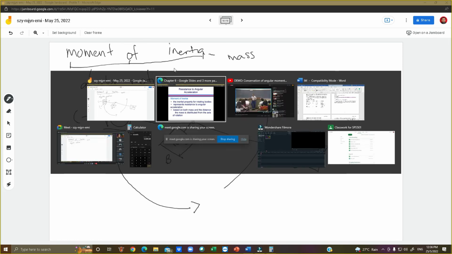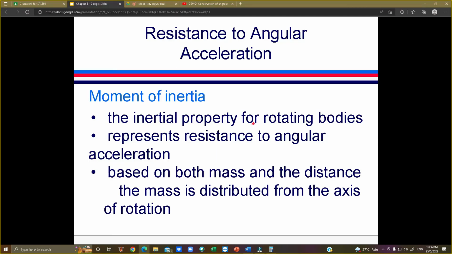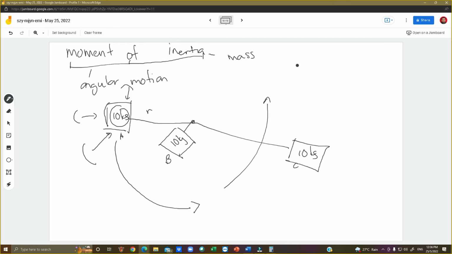Moment of inertia ni, inertial property of a rotating body, it is actually mass being distributed upon the axis. So moment of inertia, we can write it as I equals mr squared. Sometimes you are going to see mk squared. These two are radius. Yang R ni kita panggil dia sebagai radius of rotation. Yang K ni kita panggil dia sebagai radius of gyration.